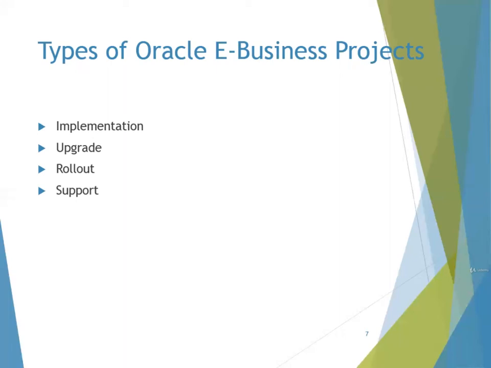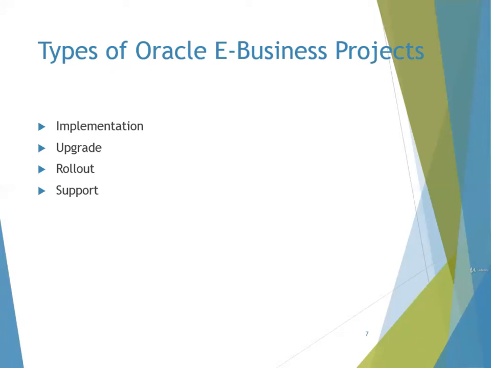Implementation is nothing but your client is implementing Oracle E-Business Suite for the first time, or maybe implementing a particular module for the first time. The next one is upgrade. Upgrade is nothing but migrating from one version to another, like 11.5.10 to 12.1.3 or 12.1.3 to 12.2.7. Rollout is nothing but, let us say your particular client is already available in one country and they want to enable e-business suite in another country also. Let us say Amazon was having operations in USA and they enable operations in India. That is a kind of rollout.